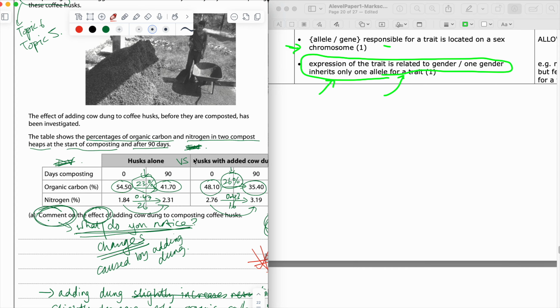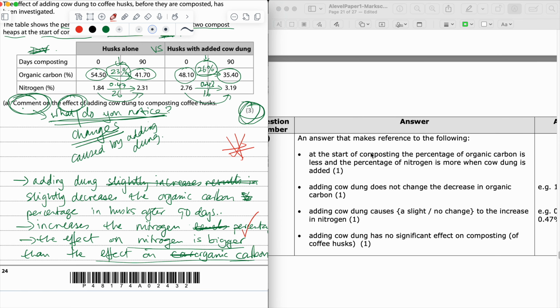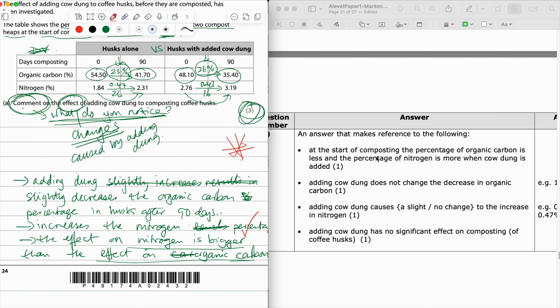All right, then we're on to question 9. And I did not, this is the first mark scheme that I think, you know what, they took the piss a little bit.